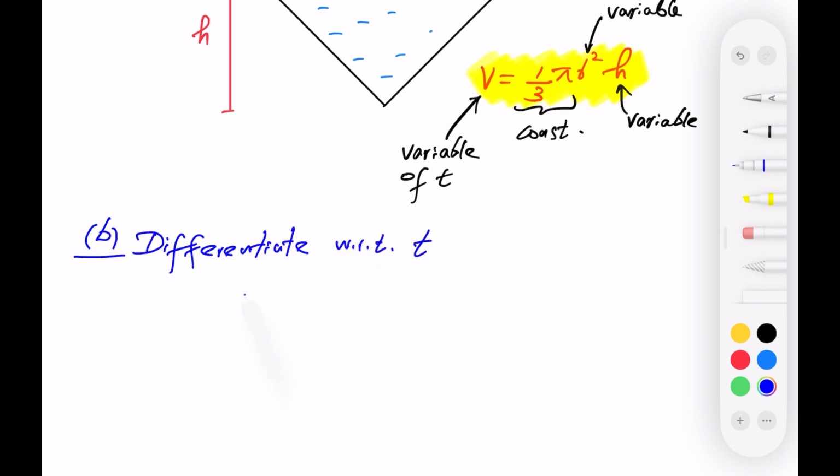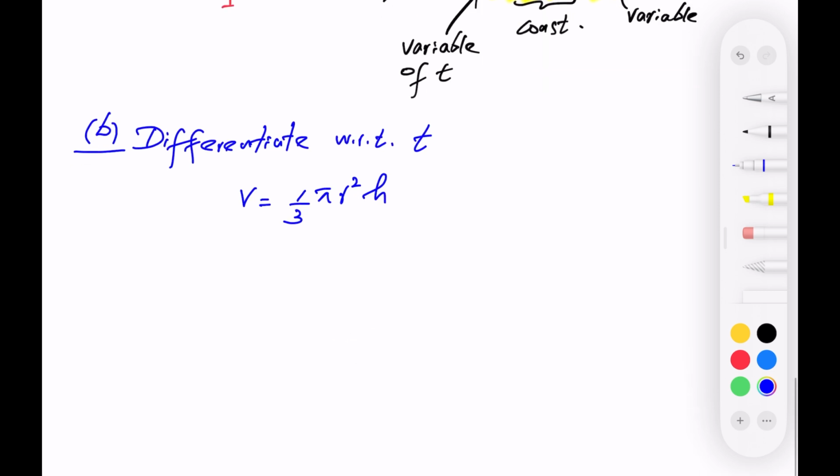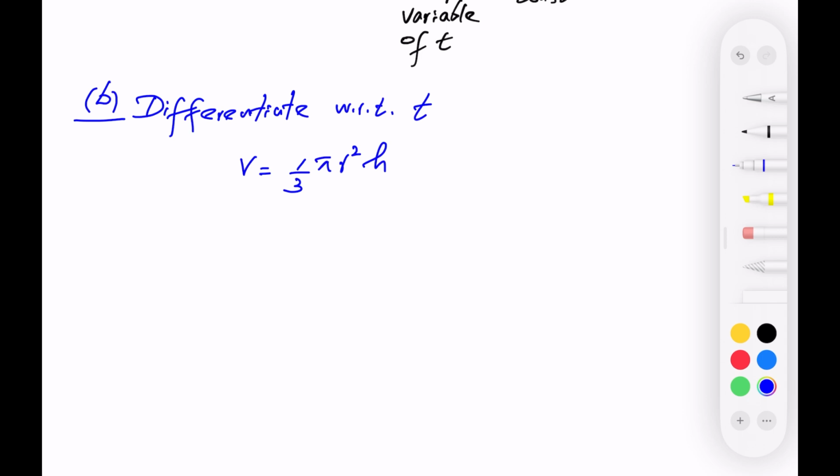The equation we have is V equals a third pi r squared h. When we differentiate with respect to time, on the left hand side, it is just a first order variable, so let me just write it down as dV by dt. On the right hand side, a third times pi is a constant, which I will factor out, just pi over 3. Let me open brackets, and now I need to differentiate r squared times h.